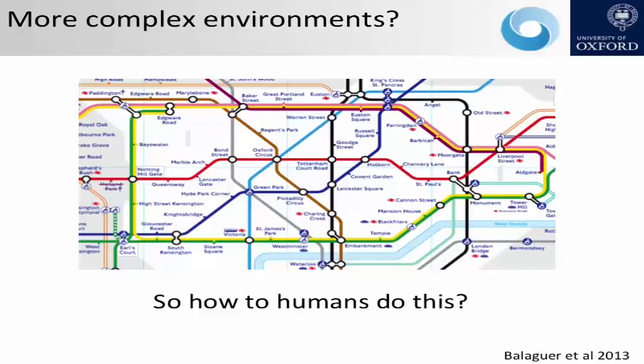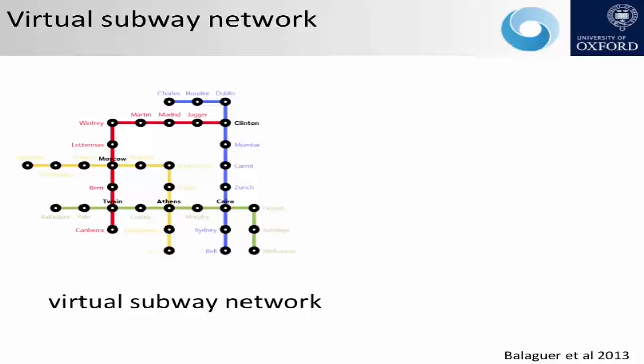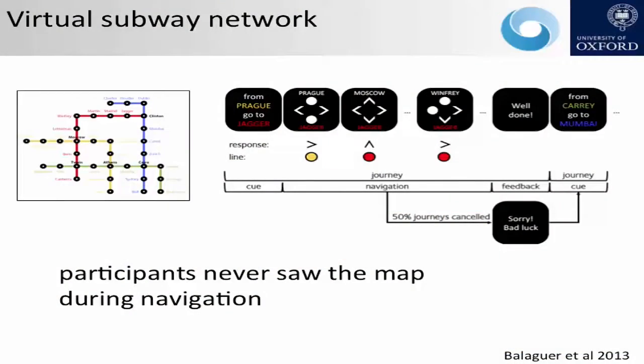So how do humans navigate in mazes like this? Well, in a recent study in my lab, we tested this by training human participants to navigate through a virtual subway map that we created. And after a long training session, they simply navigated by pressing buttons, like north, south, east, or west, to travel between a start station and a destination station, very similar to the problem that the DNC was faced with. And importantly, during scanning, they never saw the map.